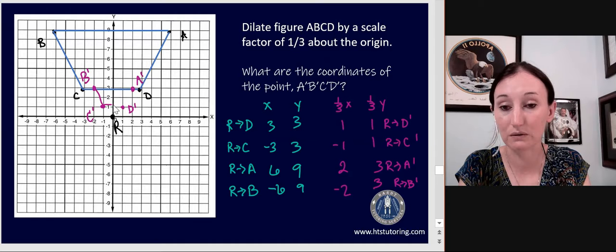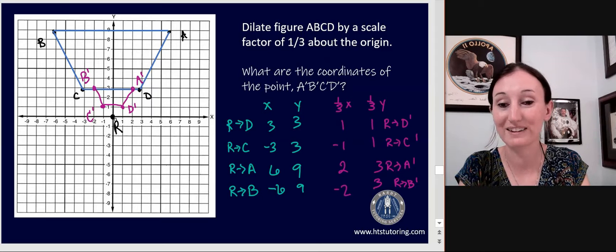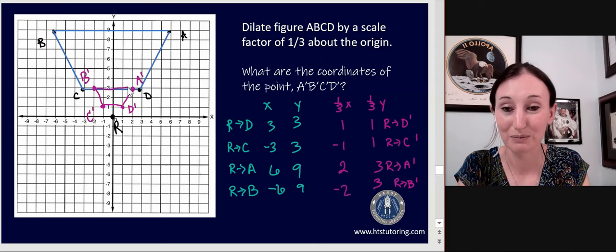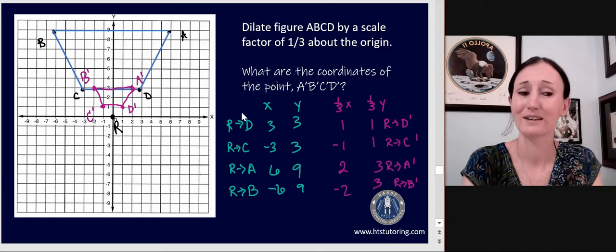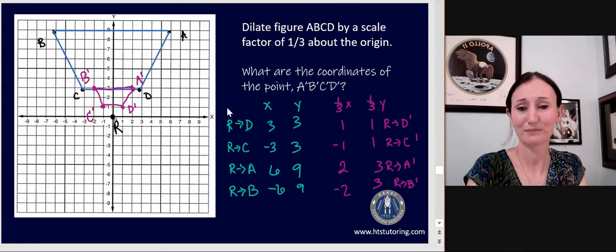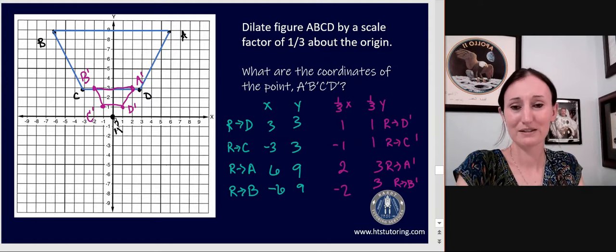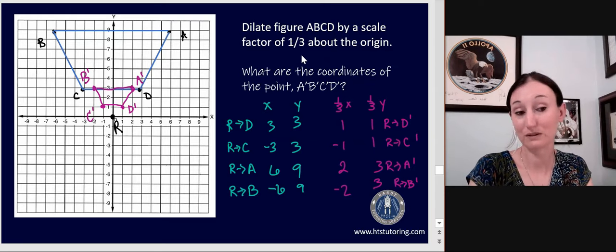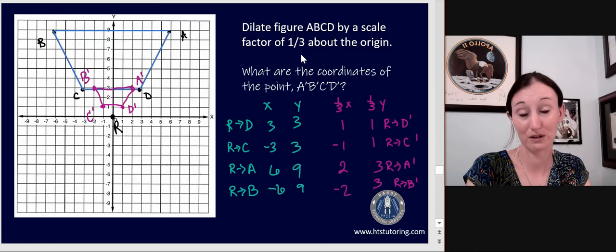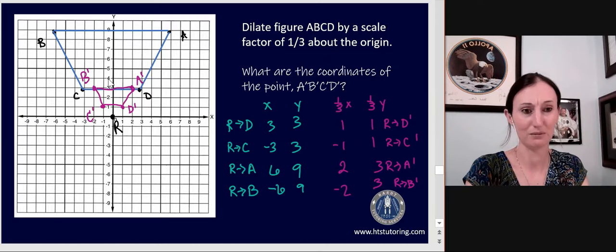And then we're going to draw our image. And I'm freehanding this. I'm trying to make it as straight as possible, but that's a little bit more difficult on a computer screen than it is on a piece of paper. All right, so that's our new image. That is our dilated image. And as you can tell, as expected, it shrunk because 1/3 is smaller than 1. It's between 0 and 1, so it shrunk, which is what we wanted. So it's considerably smaller.